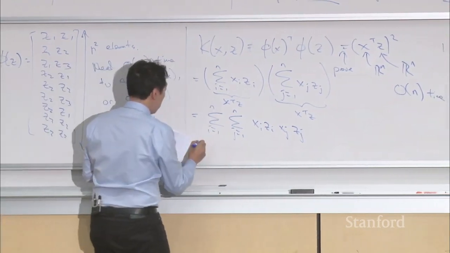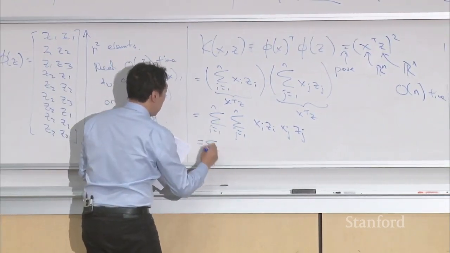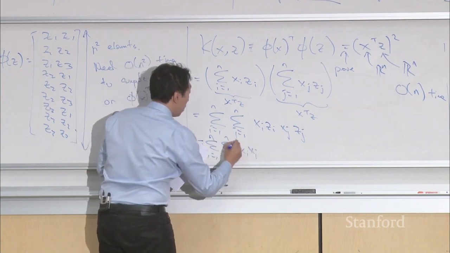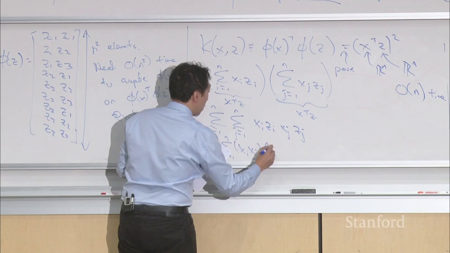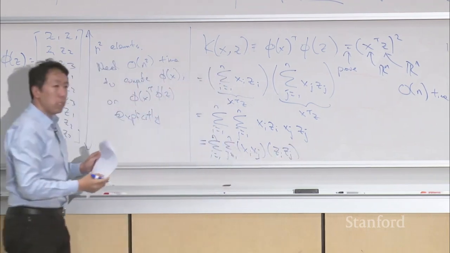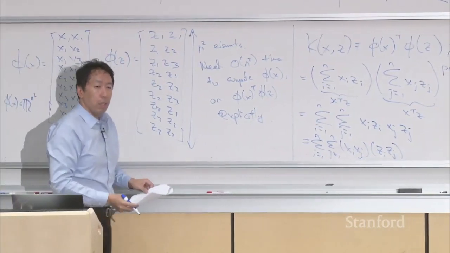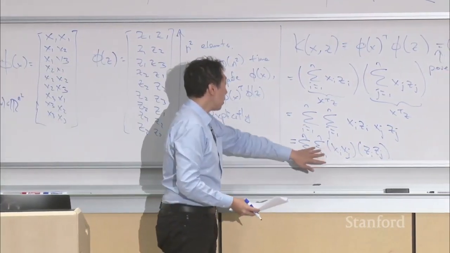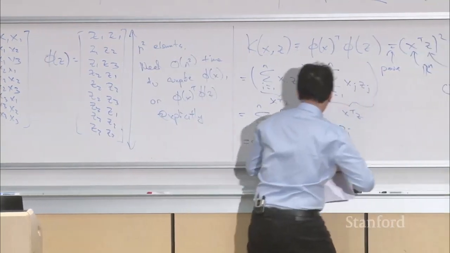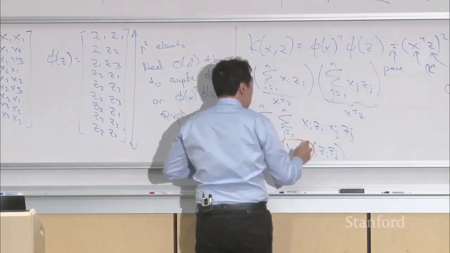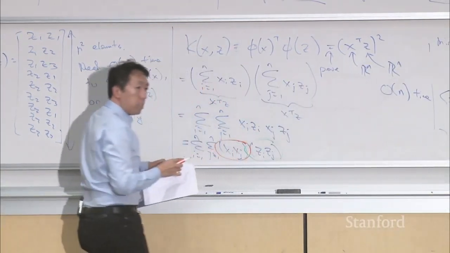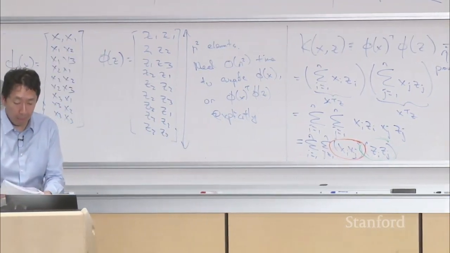And this, in turn, is the sum over i, sum over j of xi xj times zi zj, right? And so what this is doing is it's marching through all possible pairs of i and j and multiplying xi xj with the corresponding zi zj and adding that up.